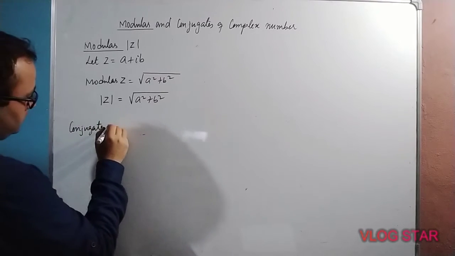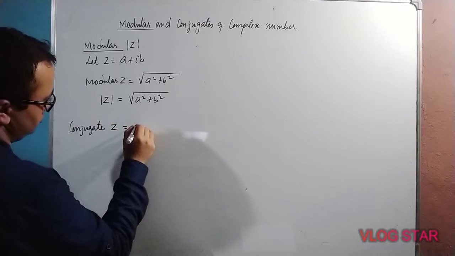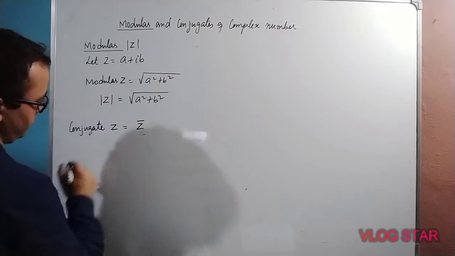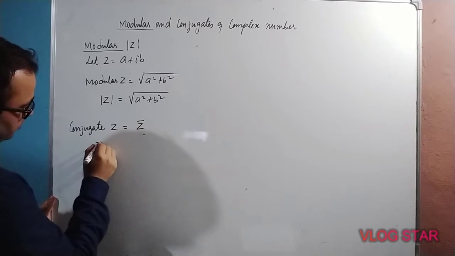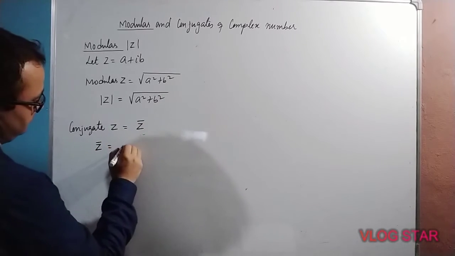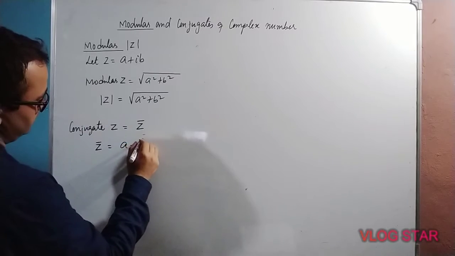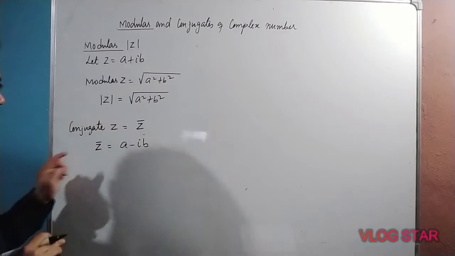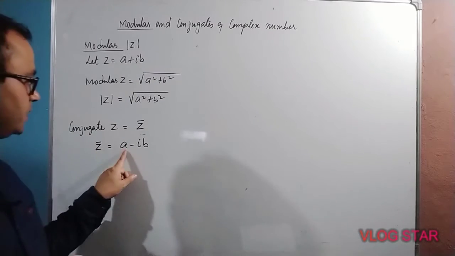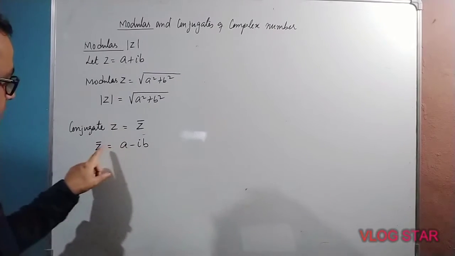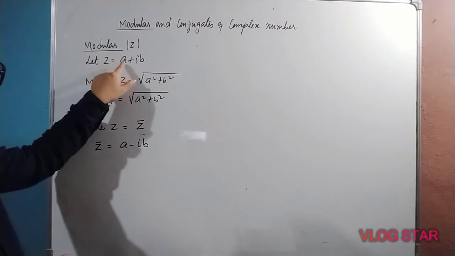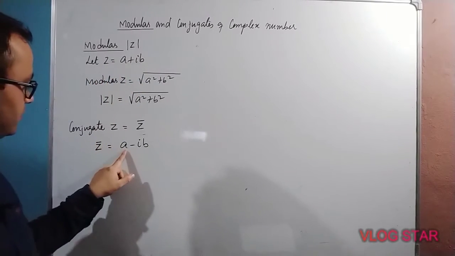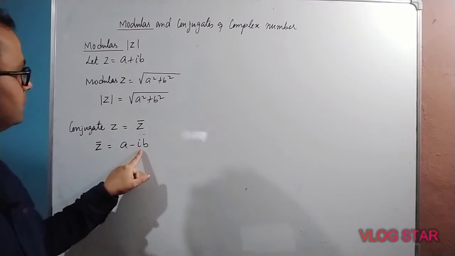The conjugate of z is z bar. So z bar equals a minus ib. If the complex number is a plus ib, then the conjugate of this complex number will be a minus ib. If the complex number is a minus ib, then the conjugate will be a plus ib.